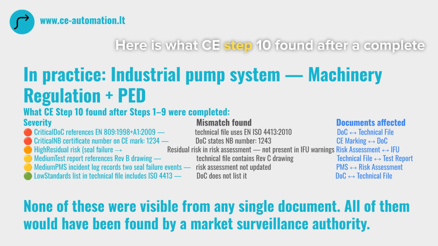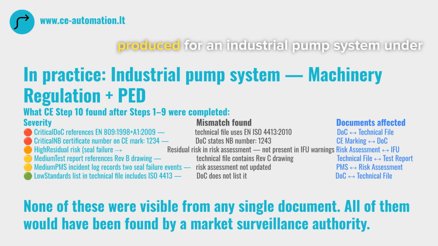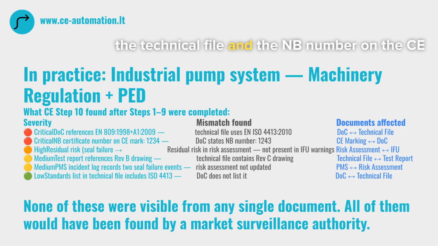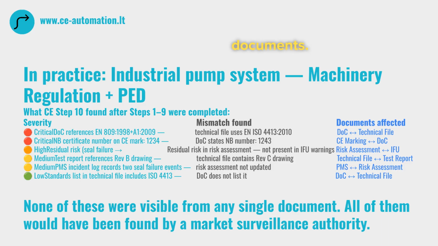Here is what CE Step 10 found after a complete set of CE marking documentation was produced for an industrial pump system under the machinery regulation and PED. 2 critical mismatches. The declaration of conformity referenced a different standard to the technical file, and the NB number on the CE mark differed by 1 digit from the DOC, a transcription error that invalidates both documents.